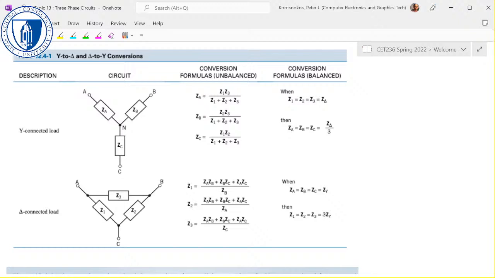ZA is Z1 times Z2 on the sum of the impedances. ZB is Z2 times Z3 on the sum. And ZC is Z3 times Z1 divided by the sum. Similarly, you can get Z1 from ZA, ZB, and ZC. I'm not going to read those out. Just to note that they do have a sum in the numerator and an impedance in the denominator.